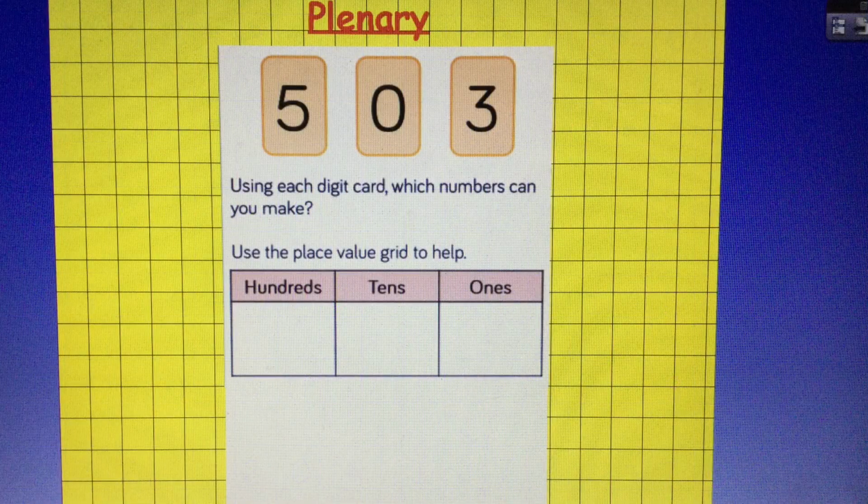You've been given 3-digit cards. On the first card, you got the number 5. On the second, you got the number 0. And on the third, you got the number 3. Using each digit card, which numbers can you make? You can only use each digit card once. What numbers can you make? Pause the video now and give it a try.